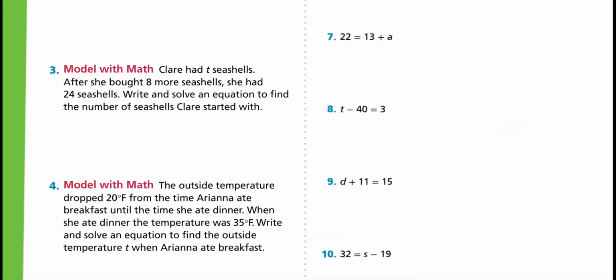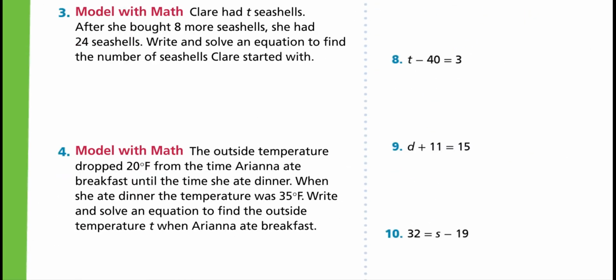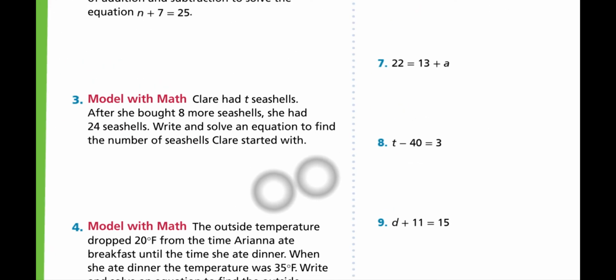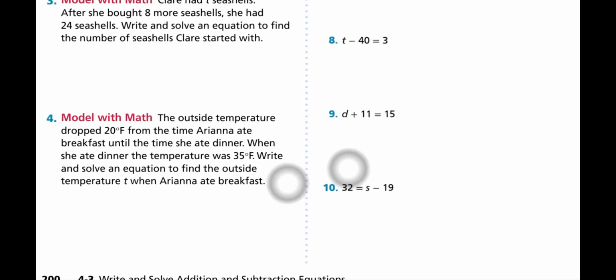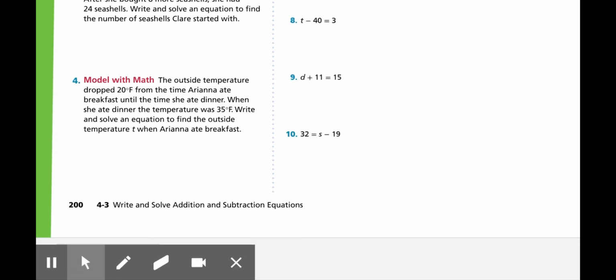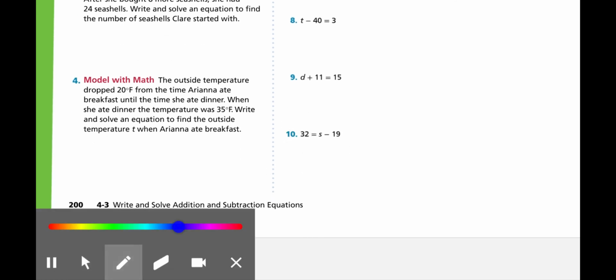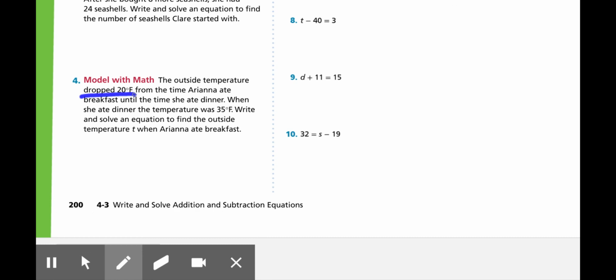Lastly, I want us to look at number 4 here, a word problem. The outside temperature dropped 20 degrees from the time Ariana ate breakfast until the time she ate dinner. When she ate dinner, the temperature was 35 degrees Fahrenheit. Write and solve an equation to find the outside temperature when Ariana ate breakfast. Okay, so the outside temperature dropped 20 degrees. If something is dropping 20 degrees, do you think we will be adding or subtracting? If something drops, we will definitely be subtracting.